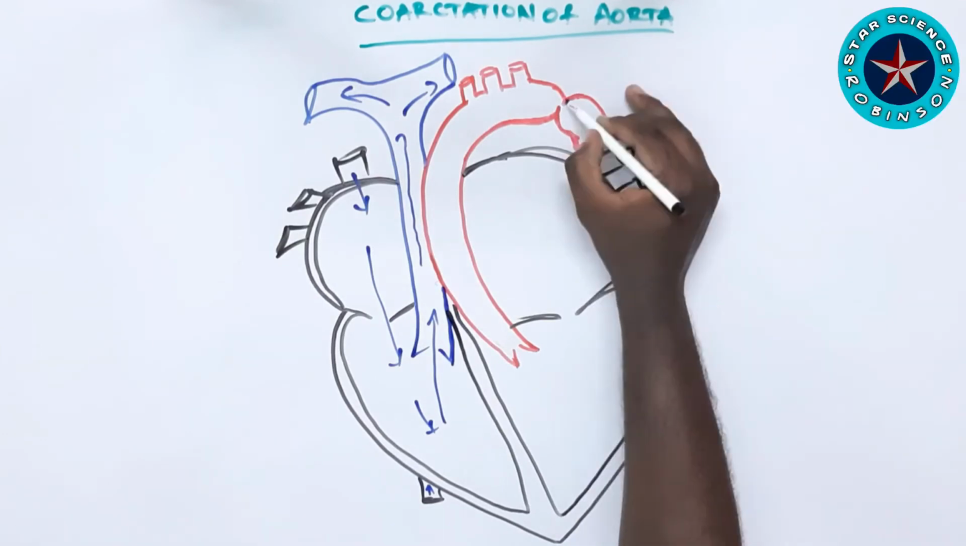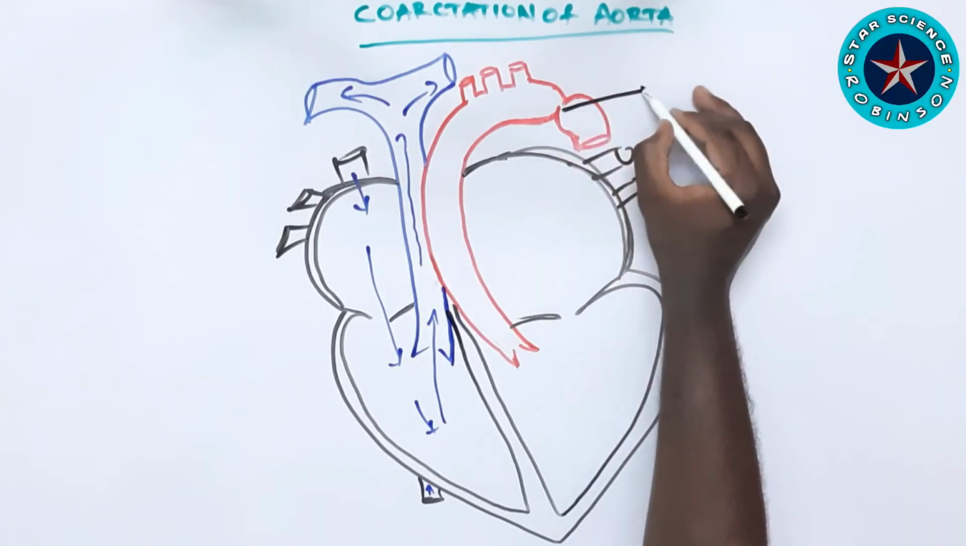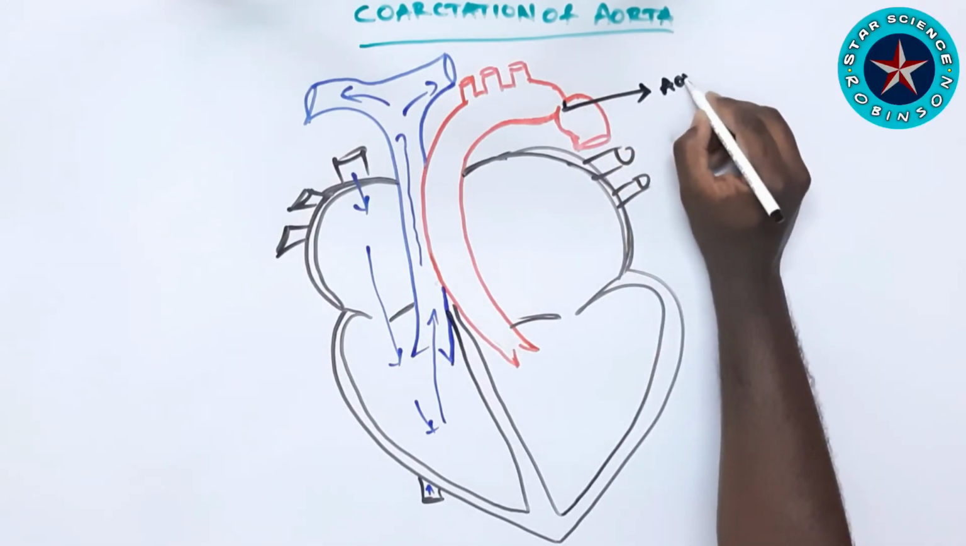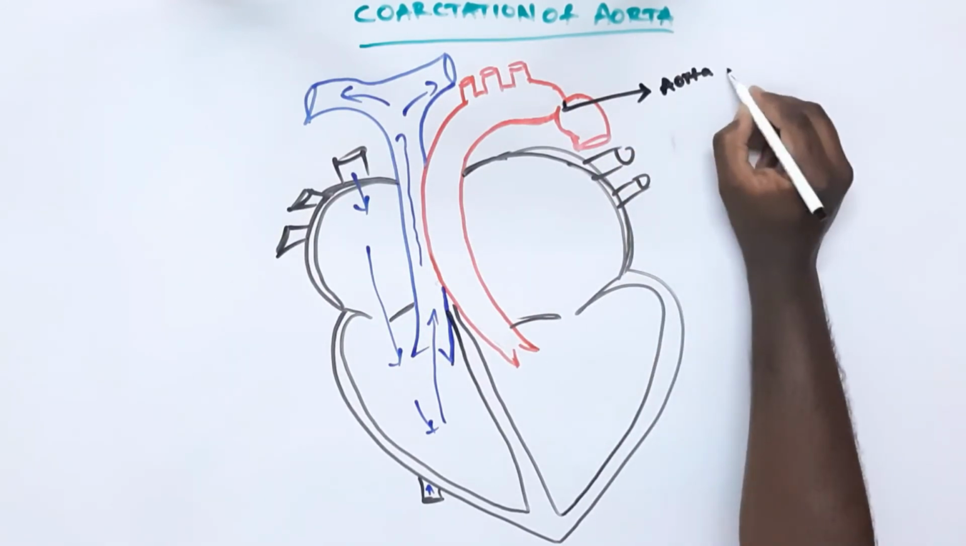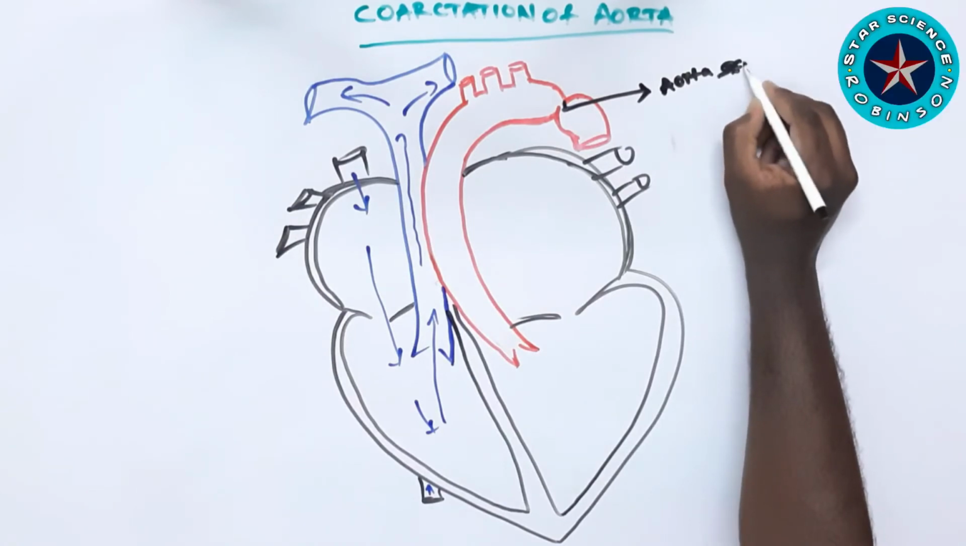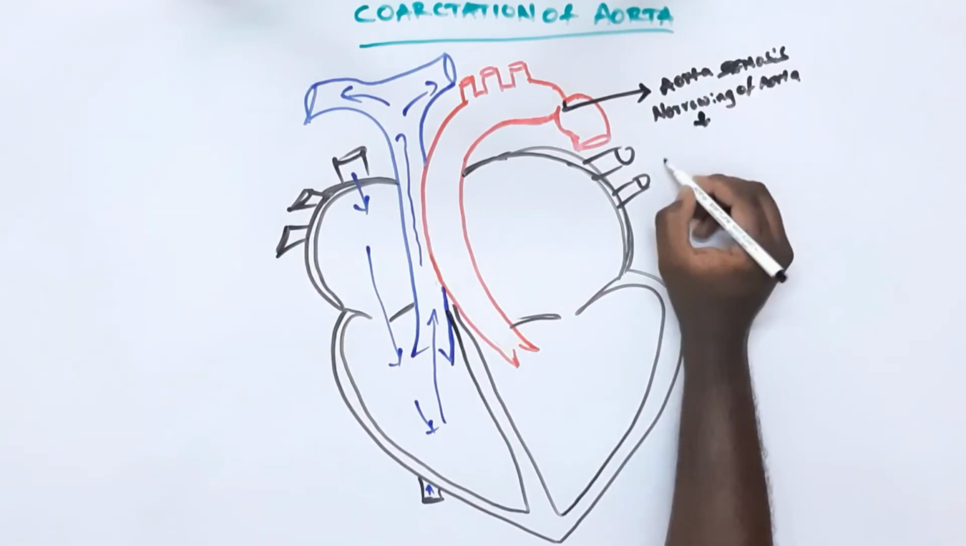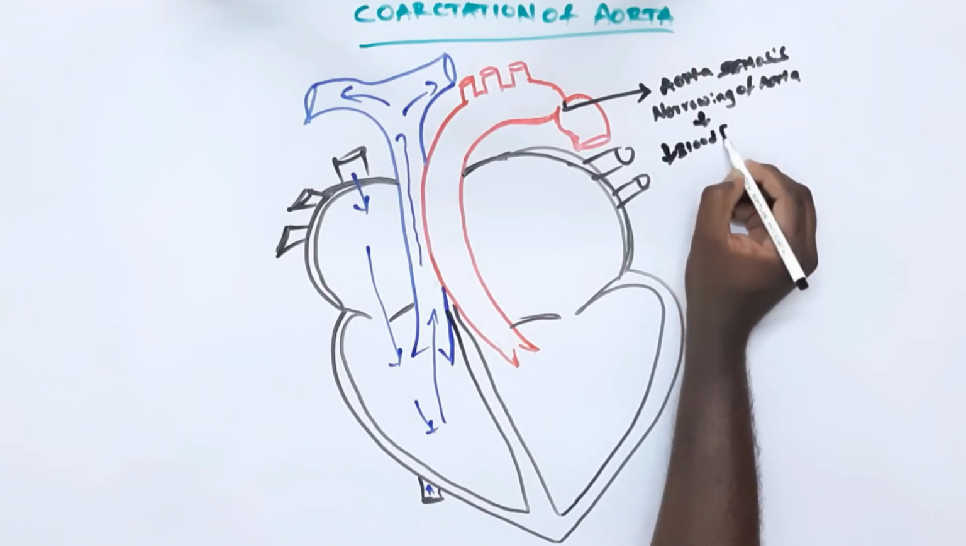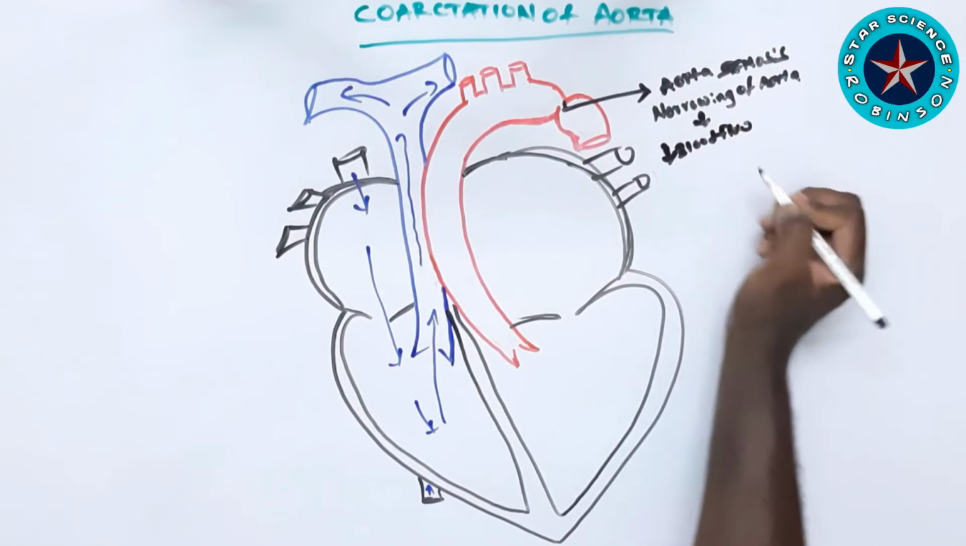In our diagram I'm showing you where the coarctation of aorta, that is the narrowing of the aorta, is located. It is distal to the subclavian artery, that is the left subclavian artery. The pressure will increase the workload of the left ventricle. This is the thing we have to see.